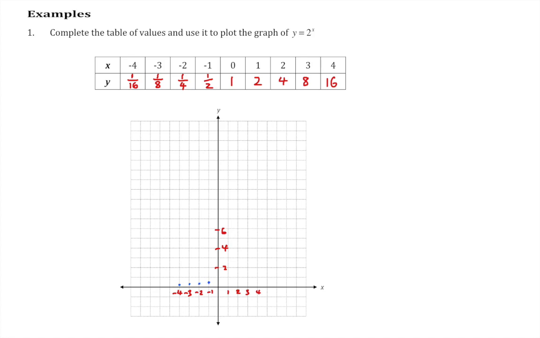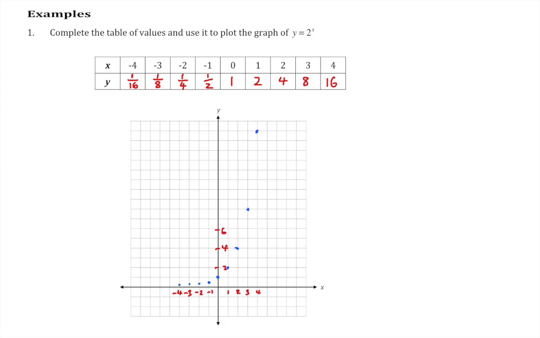Negative 1 up 1/2. 0 up 1. So the next one will be 1 up 2. Next one will be out 2 up 4. Out 3 up 8. And the last one out 4 up 16. So 1, 2, 3, 4, 5, 6, 7, 8, 9, 10, 11, 12, 13, 14, 15, 16. So it would be there.